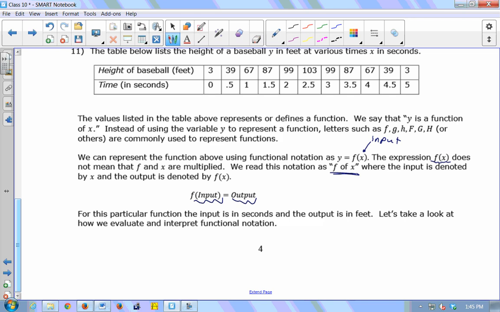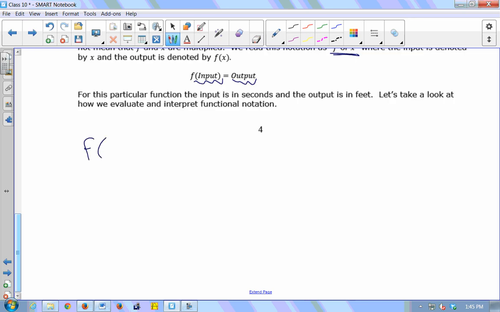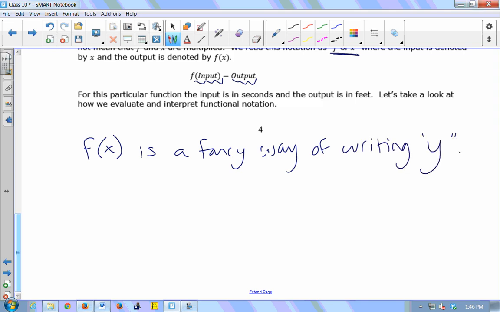So some people like to say that f of x is a fancy way of writing y. So f of x equals would be a fancy way of writing y equals. And the x is just an input. Okay, the x is the x. F of x is the y.